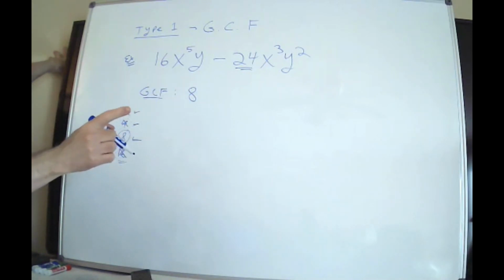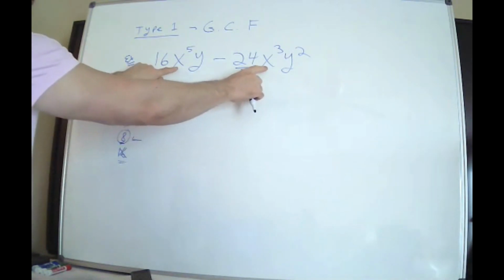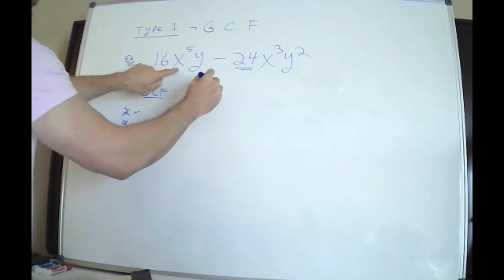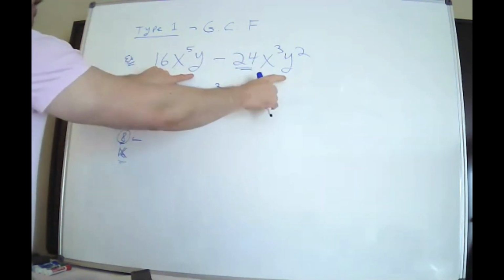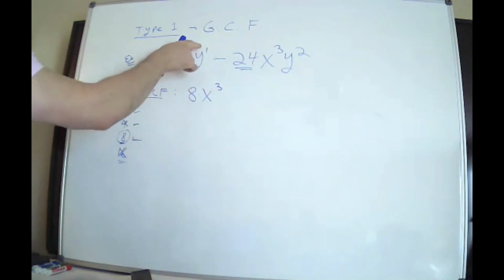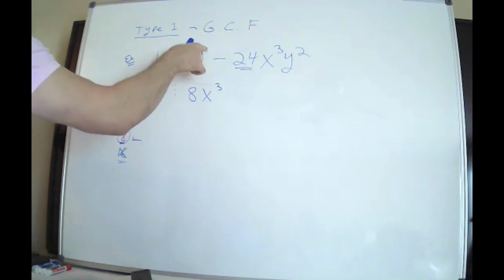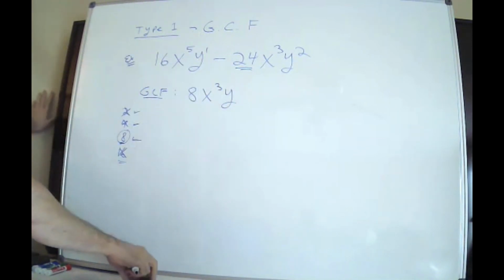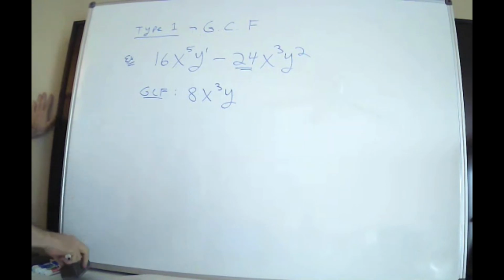Now you do the letters. You look for the common letter. They have x in common. You take the smaller one that you see, which is x3. Then you look for y's. Oh, they have y in common. He's got y1, y to the first. You take the smallest one that you see, which is y. You don't have to put the 1 there. This is your greatest common factor.